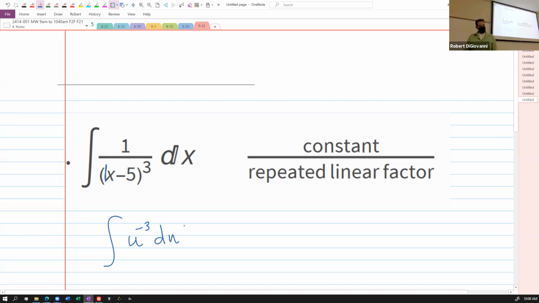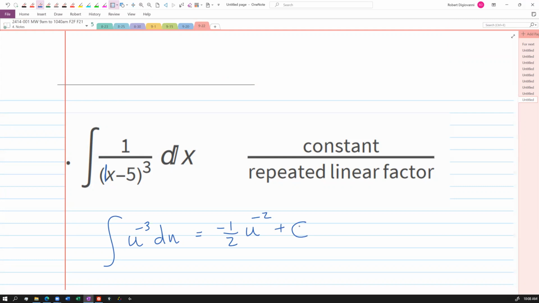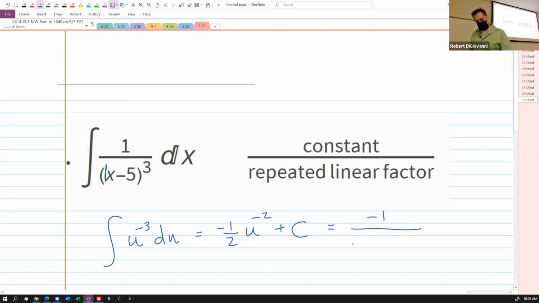And that should turn out to be negative 1/2 u to the negative 2 plus c. Power rule. And then that would be negative 1 over 2u squared plus c. u was x minus 5. I hope what you see from this is, once you get the rhythm of this, these should be kind of trivial mental exercises. Maybe not yet for you, but that's where you want to get to, all right?